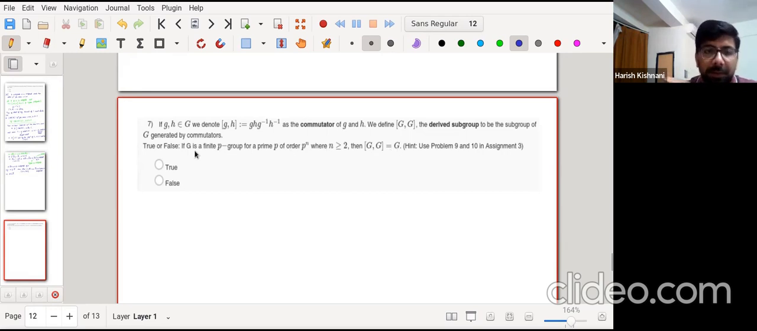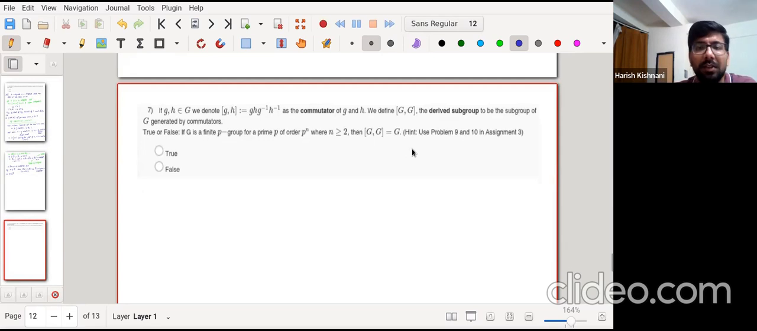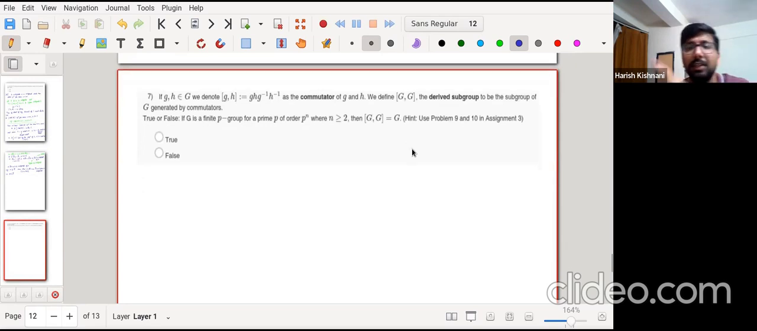So the question starts from here. If G is a finite P group for some prime P and order P^n, then the commutator subgroup has to be equal to G. Forget about this hint. Without this hint also you can solve this question very easily. I can just give you a better hint: the answer is false. Now can you give me an example where this doesn't hold true?